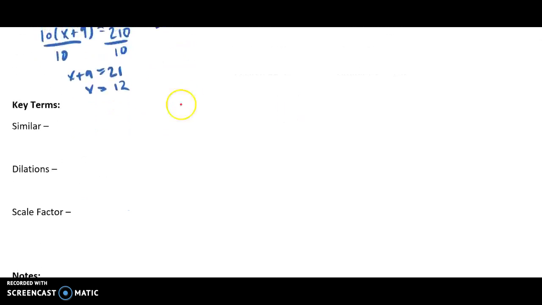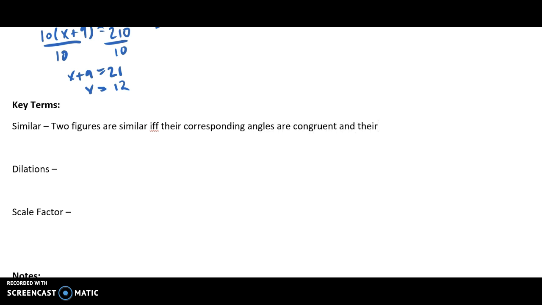So let's do a couple definitions. And again, hopefully some of these should be familiar to you. We are starting out of the chapter here. So similar: two figures are similar if and only if, IFF. So one thing we're looking for is their corresponding angles are congruent and their corresponding sides are proportional.